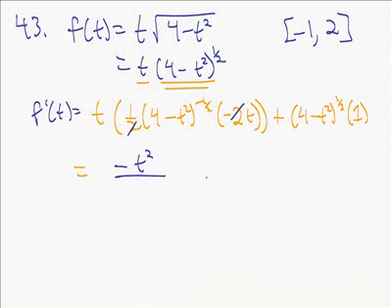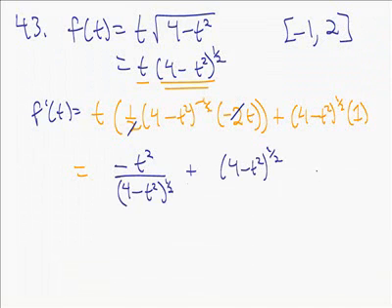Those are both on the top level. A negative t squared divided by this negative 1/2 power will drop it into the bottom. So 4 minus t squared to the 1/2 plus just 4 minus t squared to the 1/2. Alright, we want to find out where this equals 0 or is undefined. Well, let's start off where it equals 0.